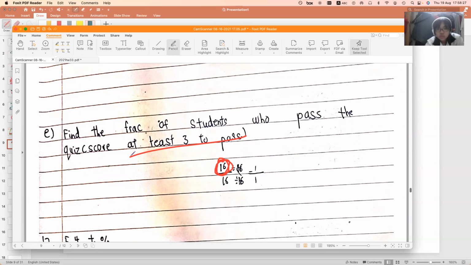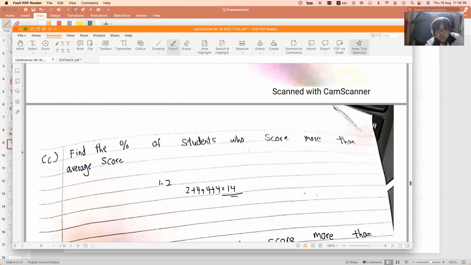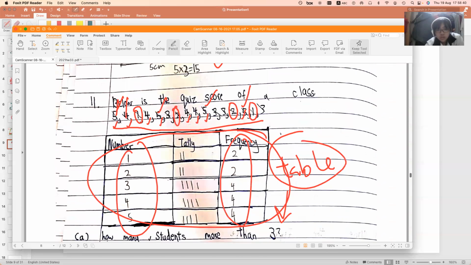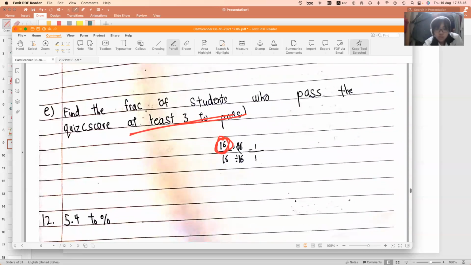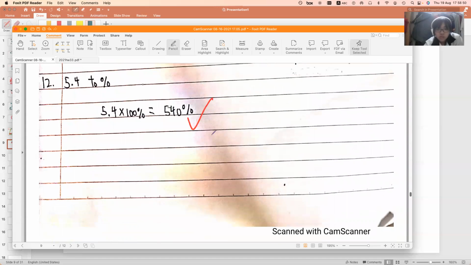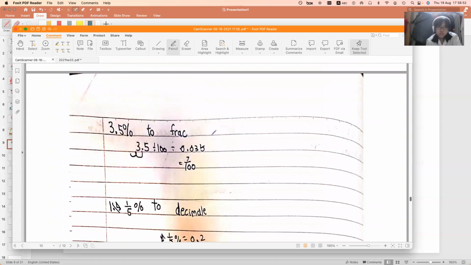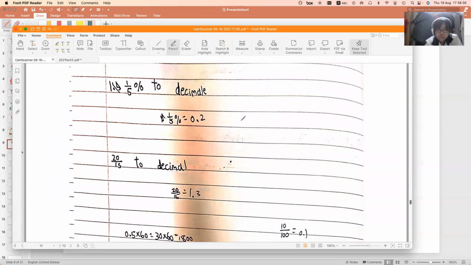I say at least 3 to pass, right? At least 3 marks to pass. 16 of them score 3 and above? No, 12 of them only, you can count. Next. You are doing rubbish. This one is okay. This one is okay. The rest is okay.